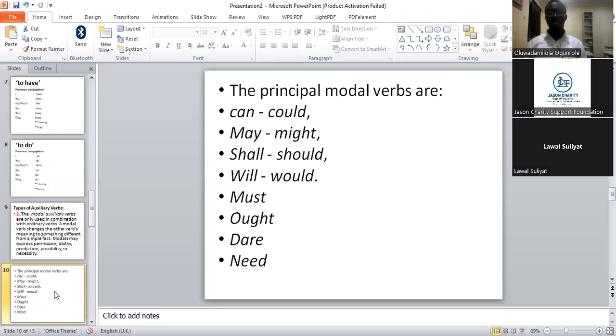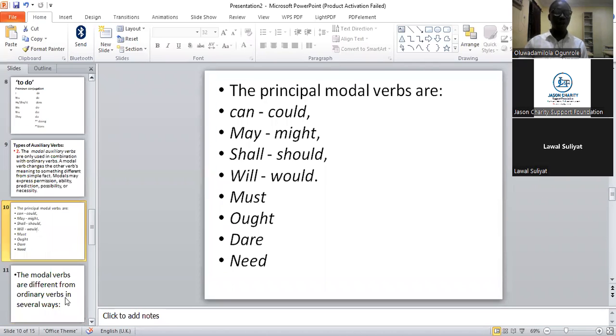What I'm saying is that as we can change can to could in the past tense, may to might, shall to should, will to would, dare and need can also change to past tense. But must and ought are the exceptions that don't change by tense. They only remain the way they are. But that inflection is considered on the lexical verb they are working with.